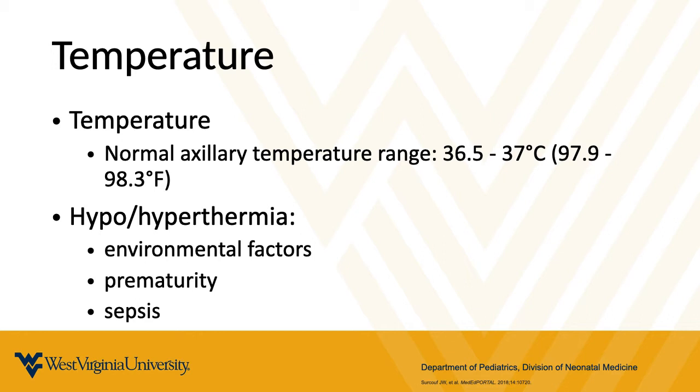Prematurity is also a factor. Infants may be unable to maintain body temperature due to decreased brown and white fat, immature hypothalamic function, and their large surface area to weight ratio. Sepsis can also be responsible for variations in temperature and should always be considered as a cause.